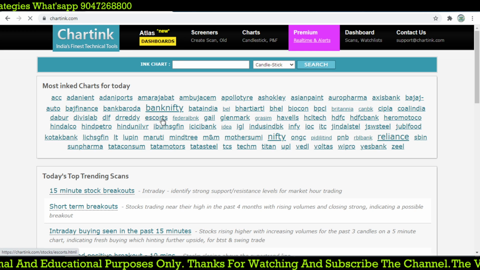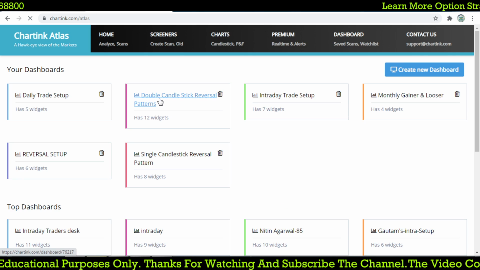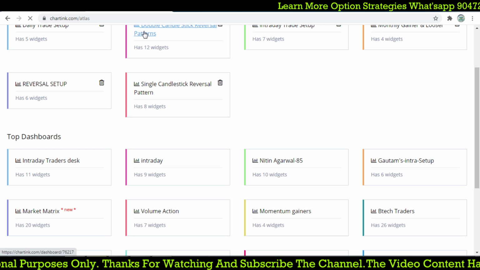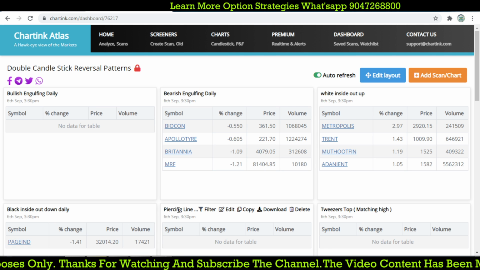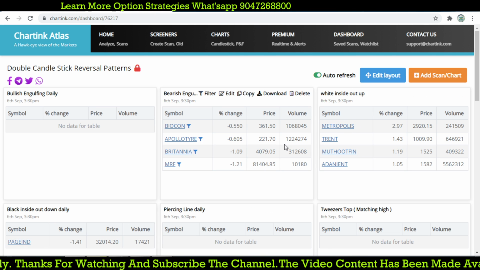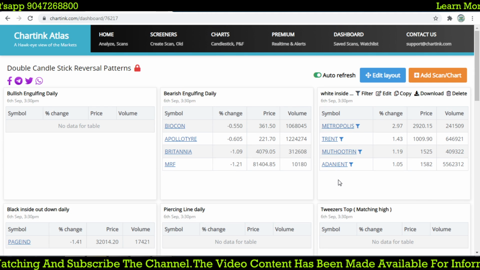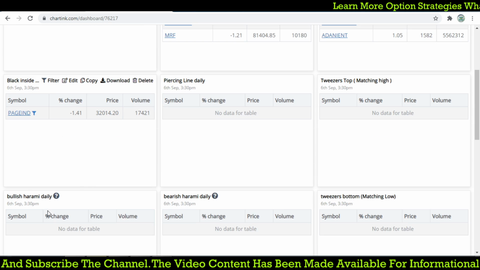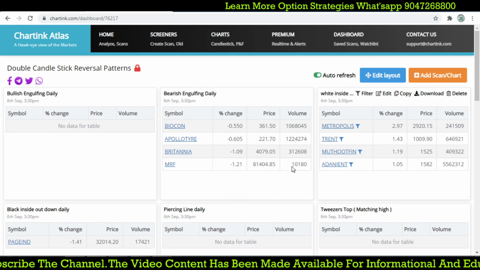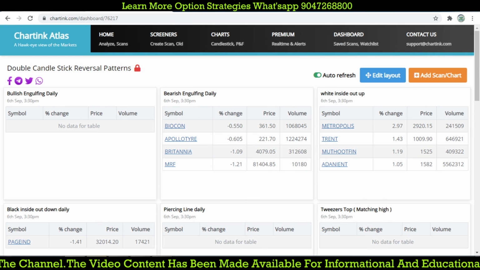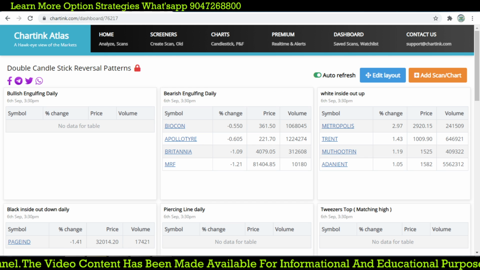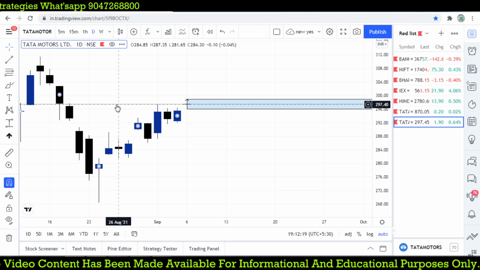And what about our double candlestick patterns? We have double candlestick pattern scanners also. Let's check any stock which forms a pattern. Bearish engulfing, white inside out up. So we got four stocks, inside out up and inside out down. That is not good for a trade. And Metropolis, let's check Metropolis, there is a bearish engulfing. Let's go for the bearish engulfing.